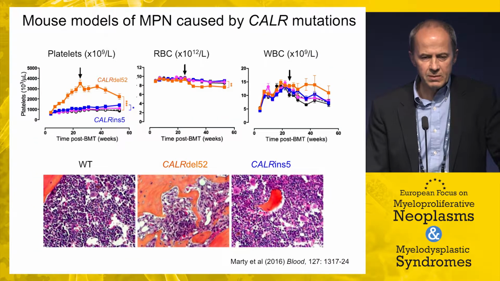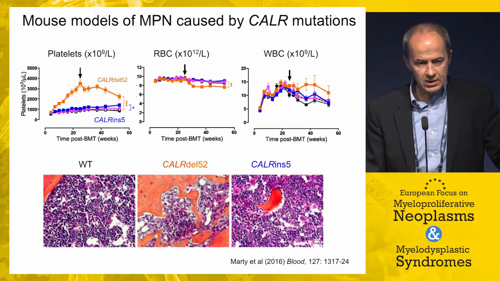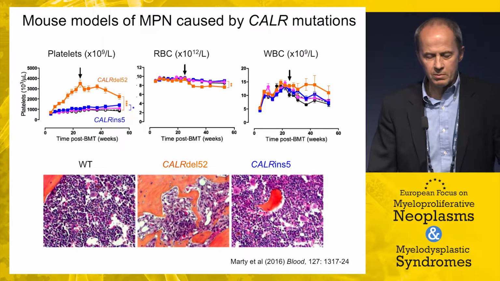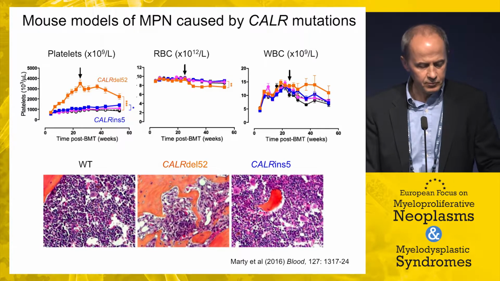And finally, we have mouse models of the calreticulin mutants, here from work of Caroline Marty from the Paris group. You can see that the two types of mutations have different phenotypes. So the more frequent deletion of 52 base pairs has clearly elevated platelets, whereas the insertion 5, the type 2 mutation, has a much milder phenotype. This mutation then results in myelofibrosis, and you will hear more about these models in the subsequent talk by Jean-Luc Villeval.